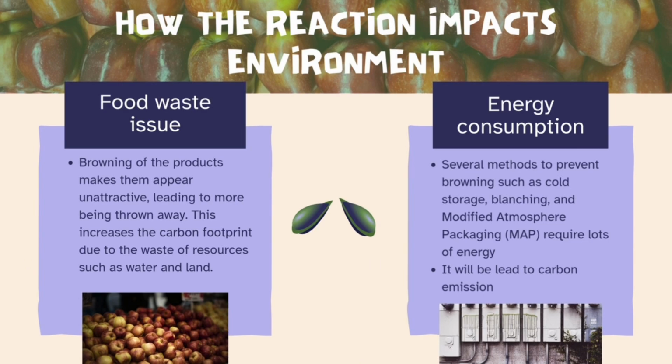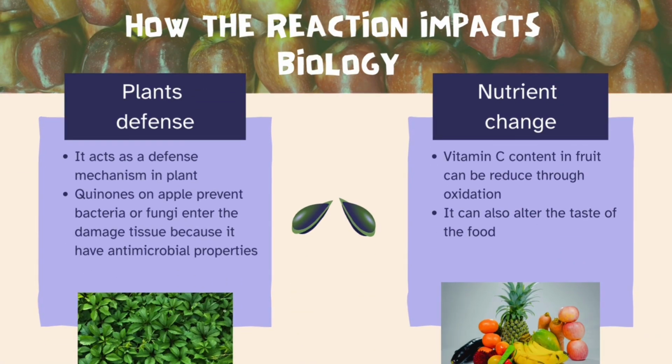For your information, there are several methods that have been used to prevent browning. For example, cold storage, blanching, and modified atmosphere packaging. So, these methods require lots of energy. When lots of energy is used, it will lead to large carbon emissions. Next, we go to the last part, on how the reaction impacts biology.